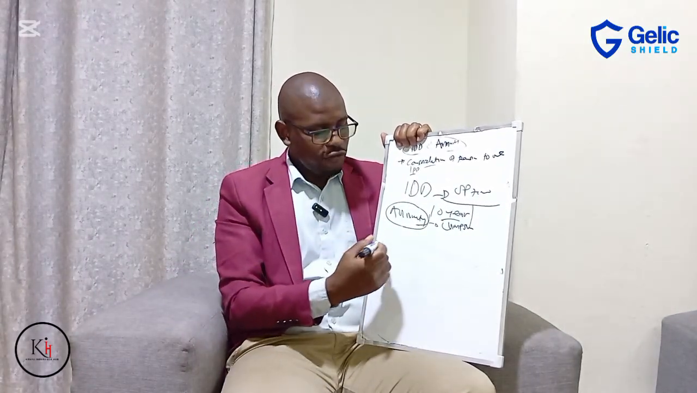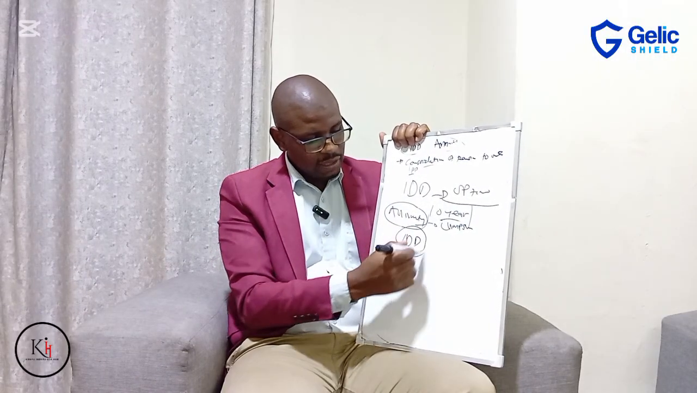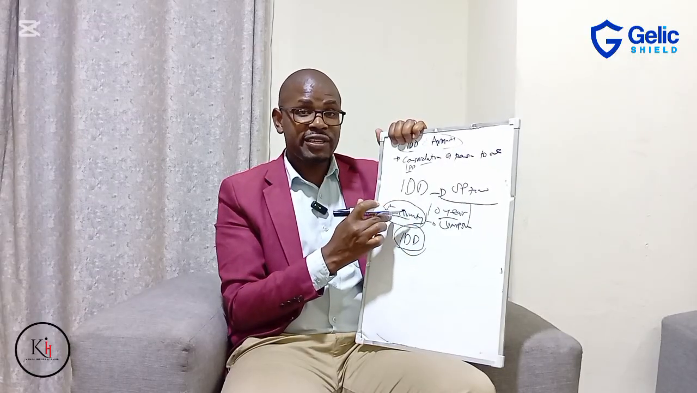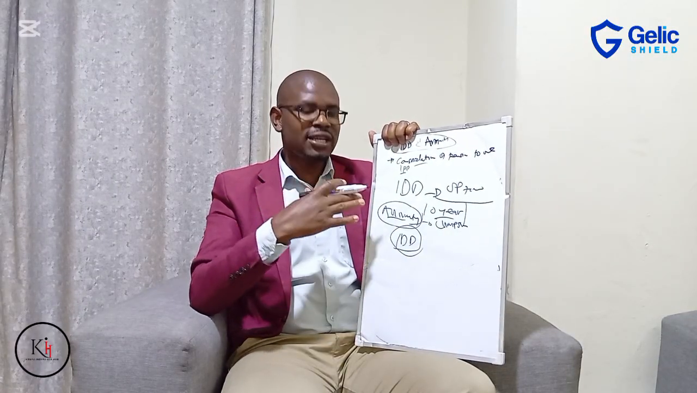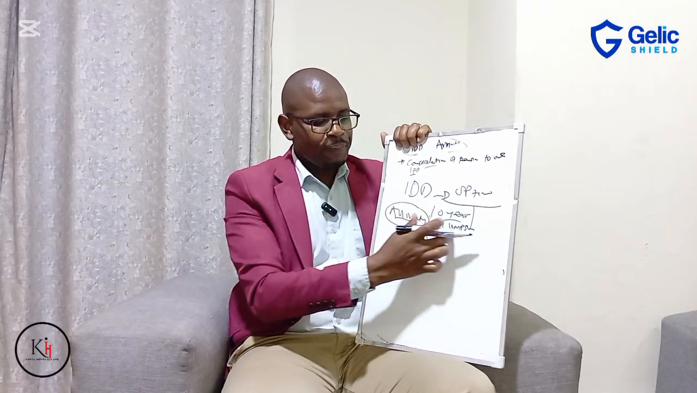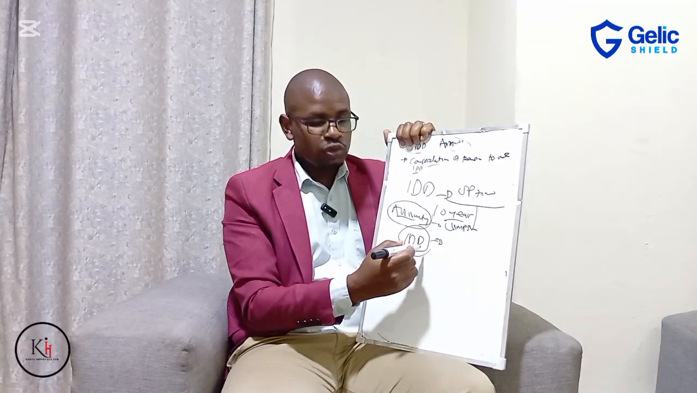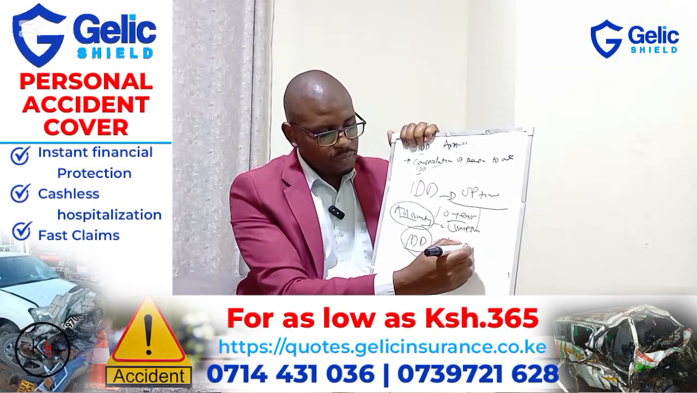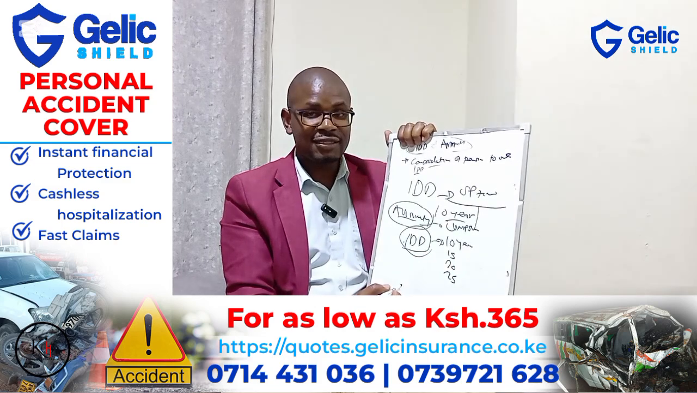Now, when we talk of IDD, this one you have for annuity. For annuity, you give or you transfer all rights to an insurance company until death. But this one, you choose a specific period, let's say 10 years, 15 years, 20 years, 25 years.